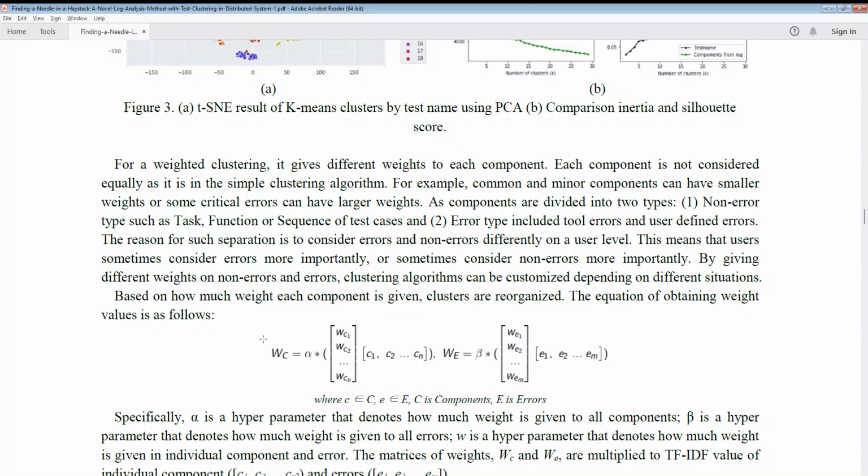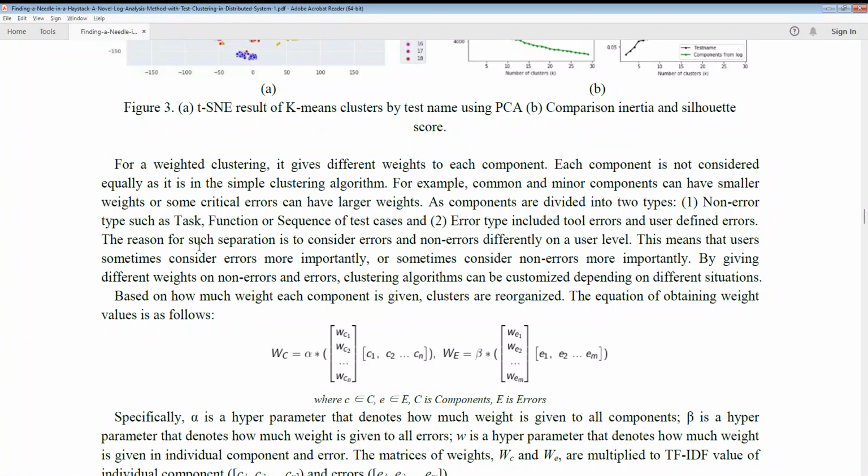For weighted clustering, it gives different weights to each component. Each component is not considered equally as it is in the simple clustering algorithm. For example, common and minor components can have a smaller weight, while some critical errors can have a larger weight. Components are divided into two types: one, non-error type such as a task, function, or sequence of test cases, and two, error type, including tool errors and user-defined errors.